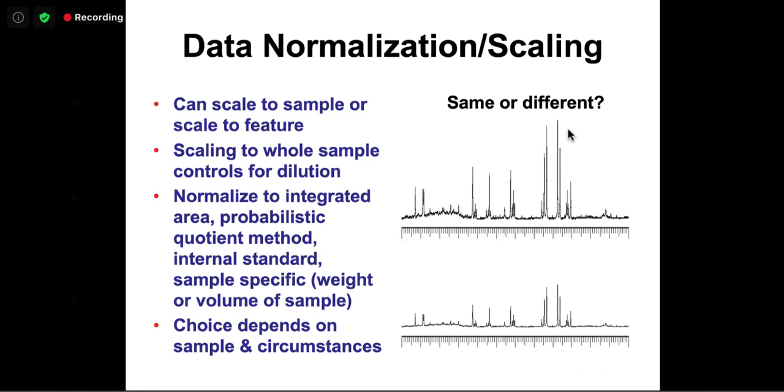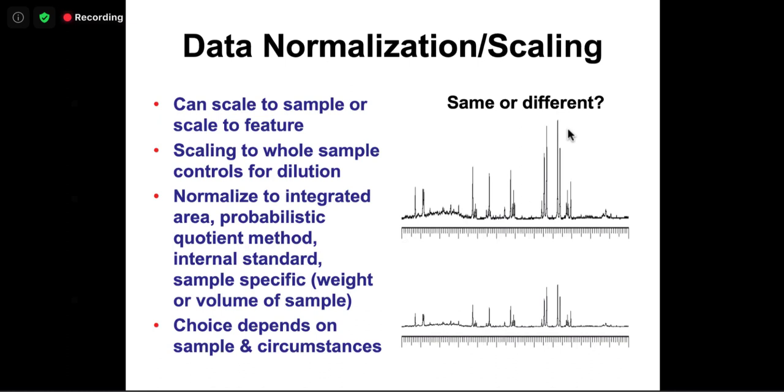For example, here, are they different or the same? Actually, I believe this is a urine sample, and if you do a normalization, they become almost identical. So normalization, especially for urine, which is not like blood, is more well-controlled. It's a dilution effect or something else that needs to be incorporated. This effect is well known. For example, probabilistic quotient normalization, the internal standard method, and sample-specific normalization like weight or volume of samples are all well supported in MetaboAnalyst.